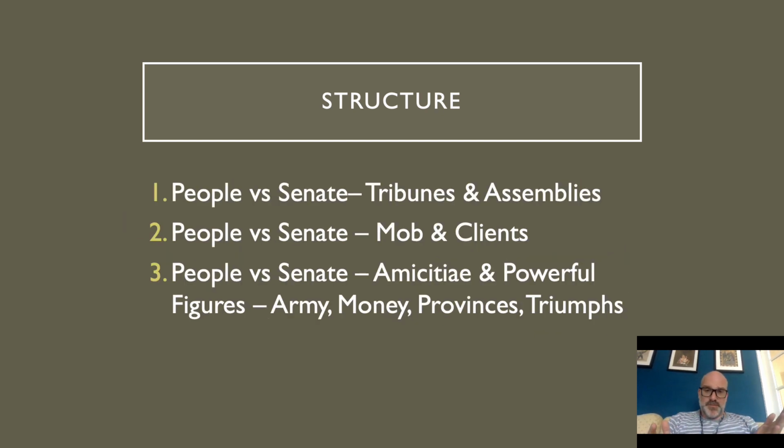So this one, you could have, and this is a better structure because you're constantly having the argument. So paragraph 1 is the power of the people versus the power of the Senate, answering the questions, looking at tribunes, but also assemblies and political bodies and that kind of thing. Paragraph 2 would be the people versus the Senate, and we're looking at mobs, patron clients, ex-soldiers, all that kind of thing in that paragraph. We're having the debate once more there.